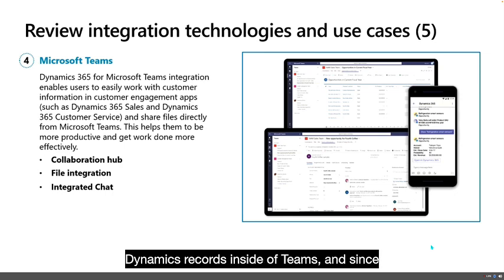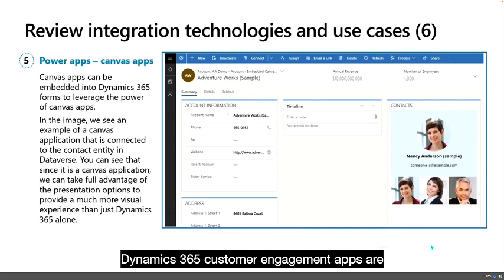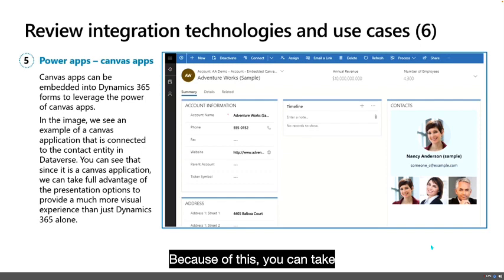And the last integration I want to look at is Power Apps. Dynamics 365 customer engagement apps are all what you call model-driven apps. Because of this, you can take advantage of all the Canvas apps. This allows you to connect different data sources beyond just the Dataverse. So if you're using a SQL application or maybe some kind of third-party app, you can pull all of the data together to create dynamic visualizations.